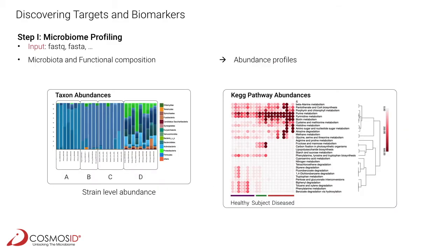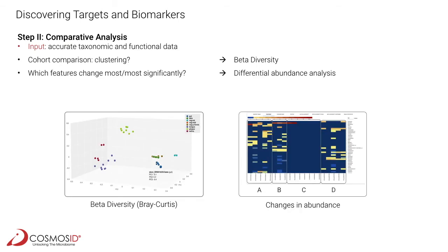Microbiome profiling uses as input the raw sequence data and generates data sets that tell you which microorganisms or which microbial functions are present and at what abundances. And having accurate microbiome profiles that are resolved ideally to strain level resolution then allows you to engage in the second step, which is comparative analysis. Again, I'd like to stress that the accuracy of the data that go into comparative analysis is very important, as it determines the validity of the findings that you make throughout that process.